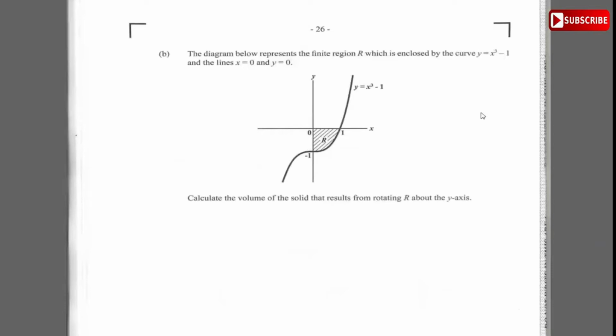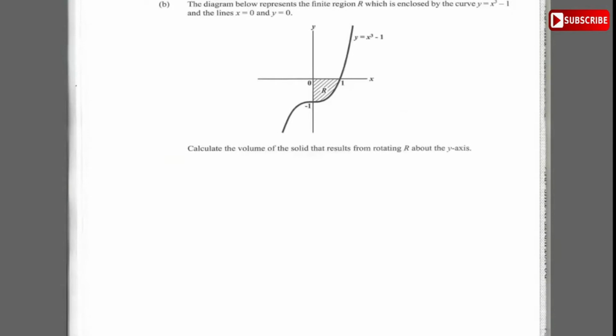It says the diagram below represents a finite region R enclosed by the curve y equals x cubed minus 1, and the lines x equals 0 and y equals 0. Calculate the volume of the solid formed by rotating R about the y-axis. We have to remember that volume about the y-axis is equal to pi times the integral of x squared dy. That's volume about the y-axis, not the x-axis.